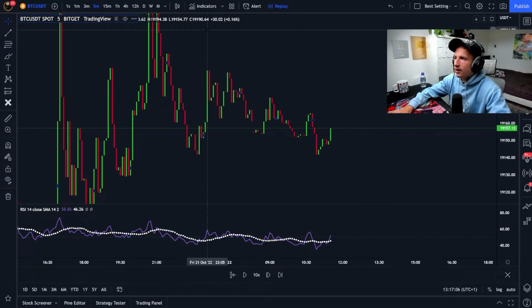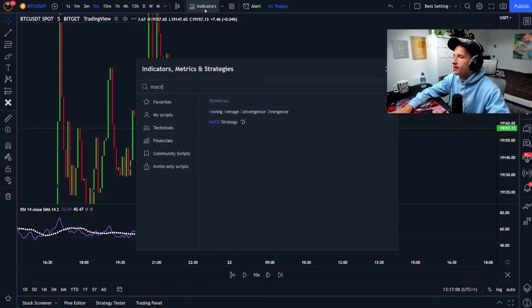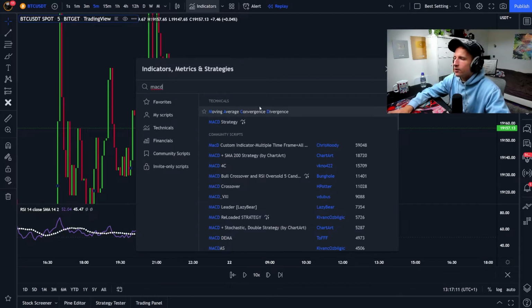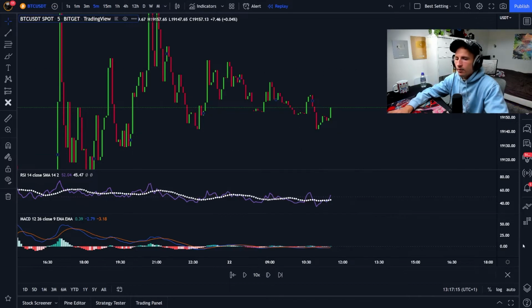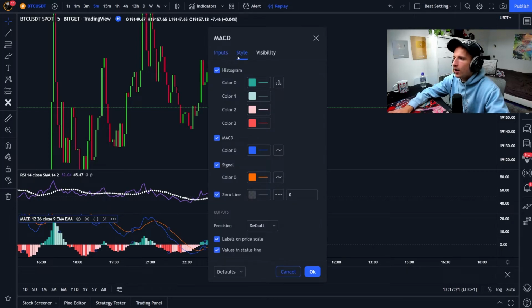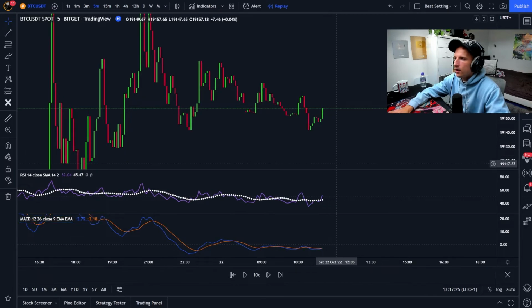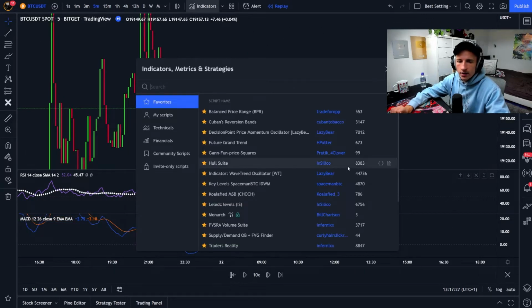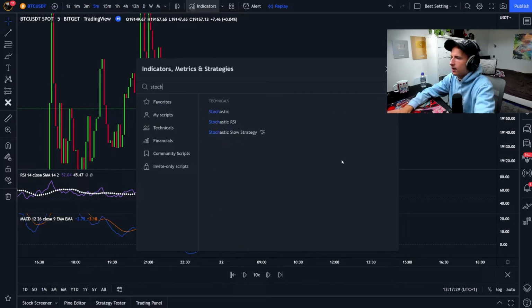You're now adding another indicator, known as the MACD, which is the Moving Average Convergence Divergence. Bit of a weird name, but that's how it goes. And on this, you want to edit the settings, so double click on this one as well. On the style, you can get rid of the histogram right here, just untick that box. There we go. And then adding another indicator, and this is going to be the stochastic.